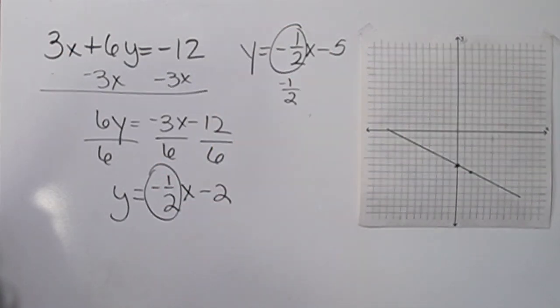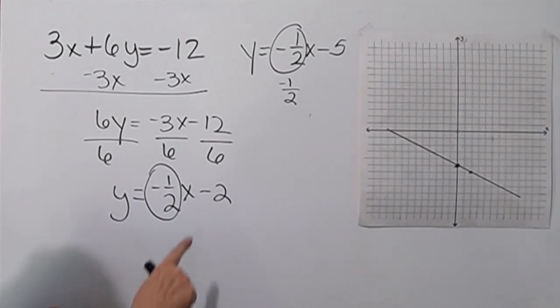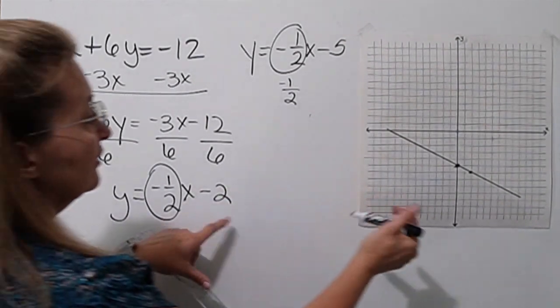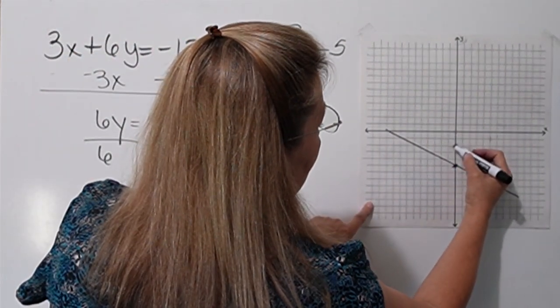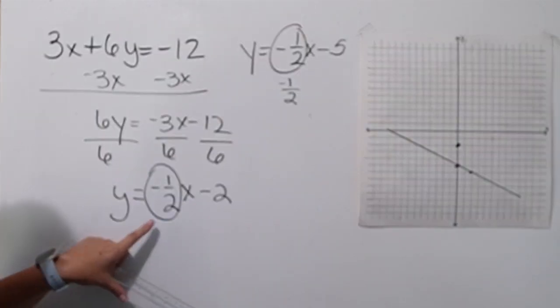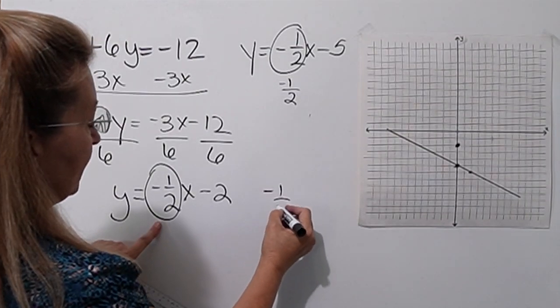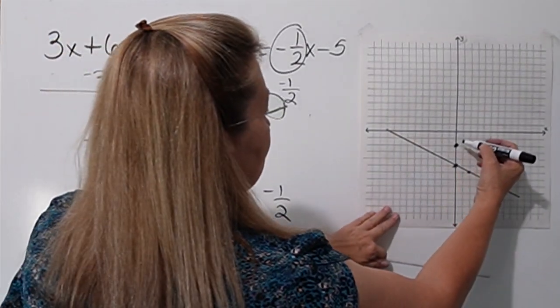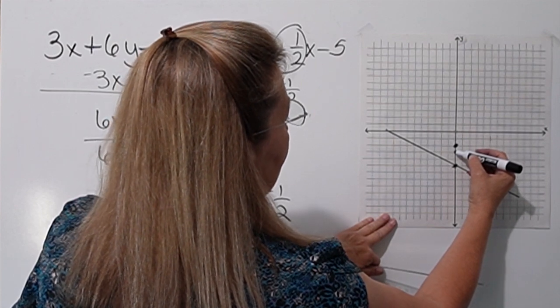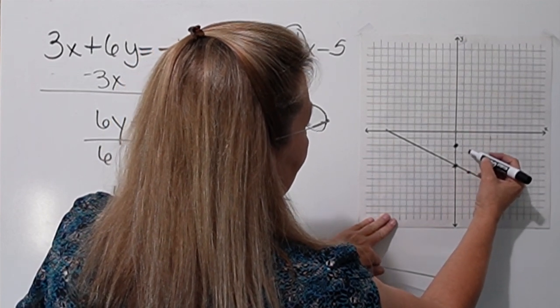They have the same slope. So let's see what that's going to do on a graph. This one, my y-intercept is at negative 2. So there's my y-intercept, and once again, my slope, I can do negative 1 over 2. So that's going to be negative 1 rise and 2 over.